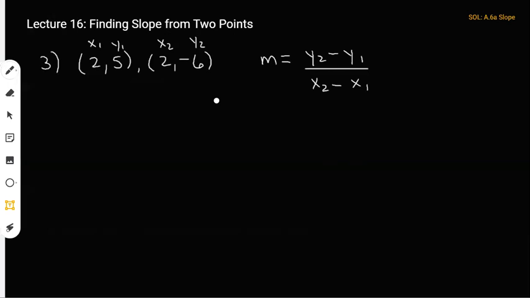So for the first ordered pair, I'm always going to have x1, y1. And on the second ordered pair, I'm going to have x2, y2. And now I just put the numbers in the right places. I have y2 minus y1 on top. That's going to be negative 6 minus 5. On the bottom of the fraction, I'm going to have x2 minus x1. That's going to be 2 minus 2.